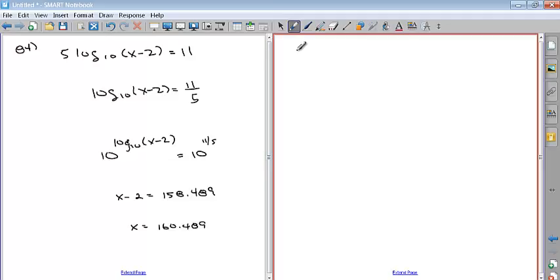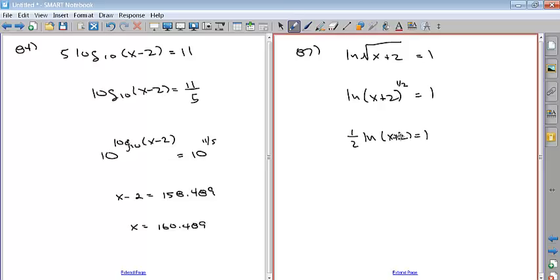Okay, 87. Natural log of the square root of x plus 2 is equal to 1. So you're going to rewrite the square root as a fractional exponent. That allows you to bring that outside. And then we can multiply both sides by 2. So we get natural log of x plus 2 equals 2.